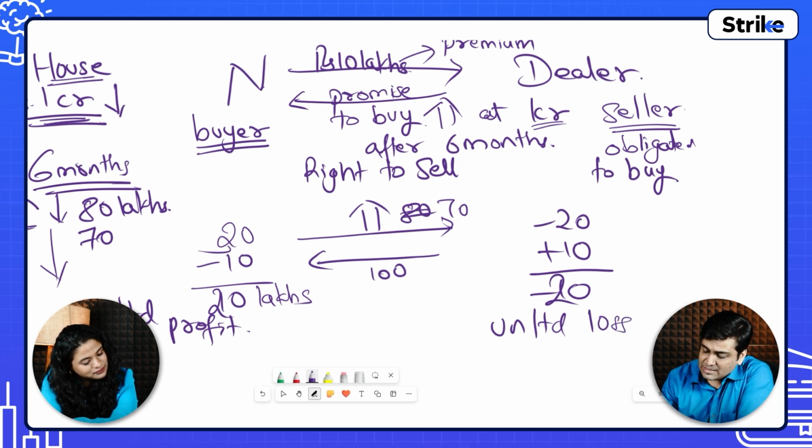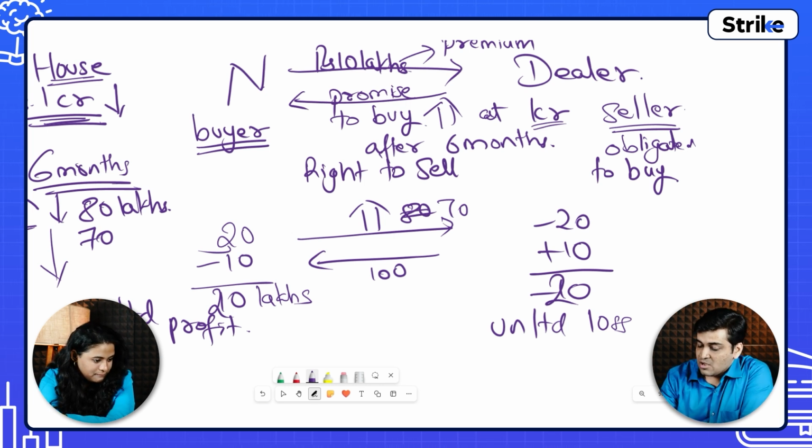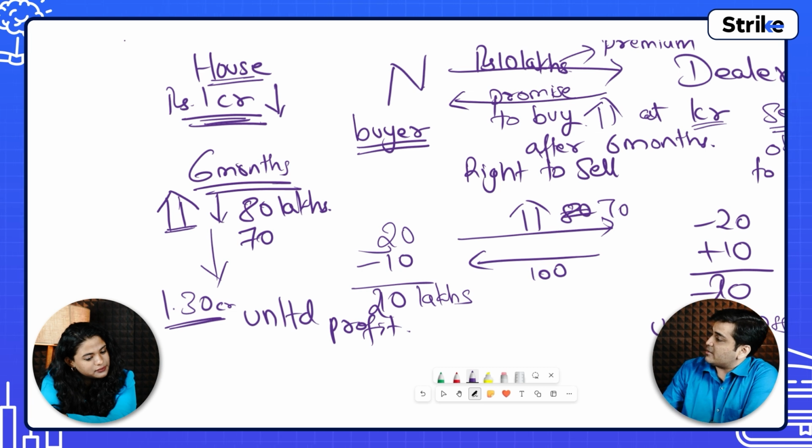Correct. But let's suppose the price of the house did not go down. In fact, it increased after 6 months. Your 1 crore house becomes, let's say, 1 crore 30 lakhs. In this case, would you go to this particular dealer? No.